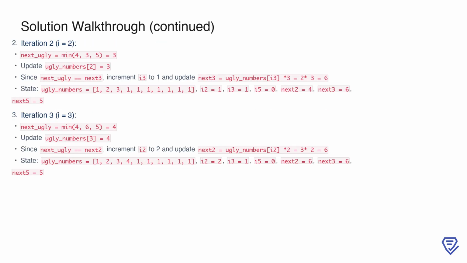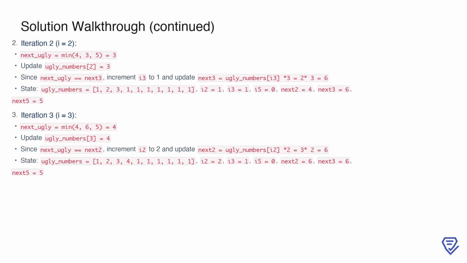In the second iteration, we again calculate the next ugly number as the minimum of next2, next3, and next5. This time, the minimum is 3, so we update the third position in the ugly_numbers list to 3. Since 3 corresponds to next3, we increment the pointer i3 to 1 and update next3 to the next multiple of 3, which is 6. The ugly_numbers list now looks like 1, 2, 3, 1, 1, 1, 1, 1, 1, 1.